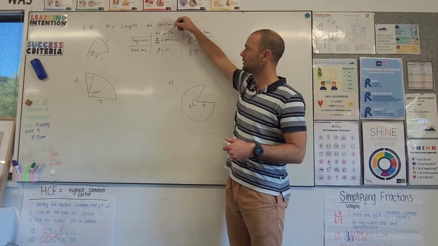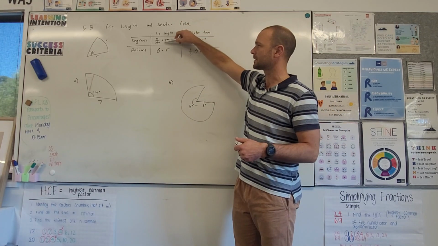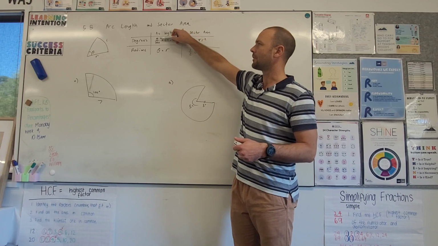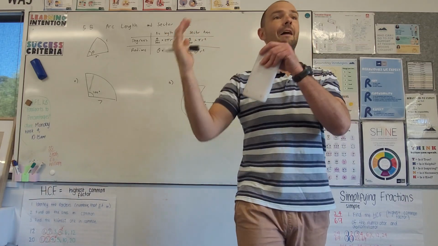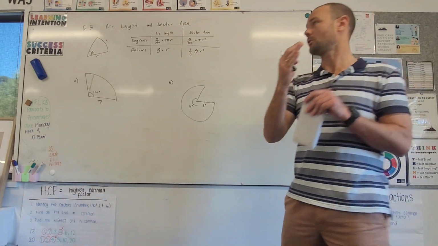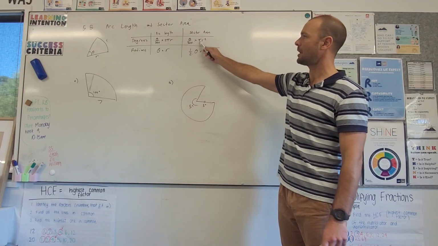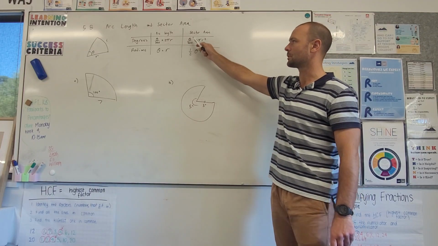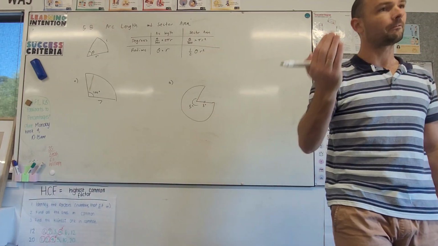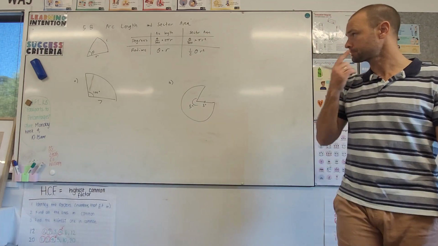Basically what you do is 2 pi r is the circumference of a circle, and then the theta on 360 is just that fraction of a circle, right? And the same with area, pi r squared is the area of a circle, and so theta on 360 is the fraction of the area.